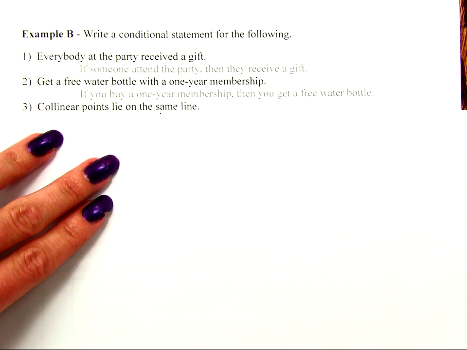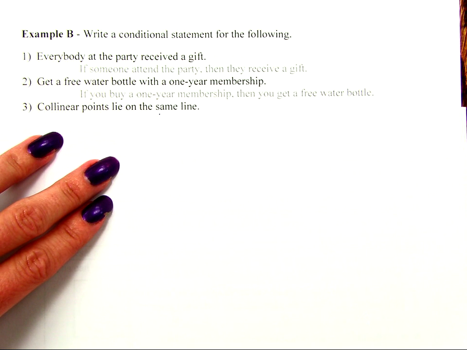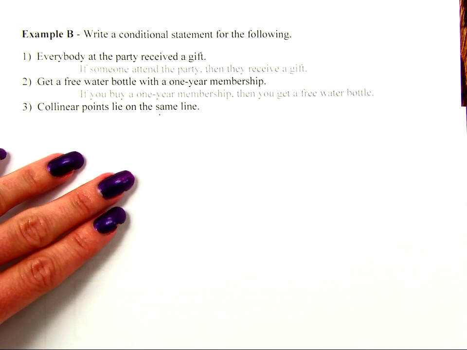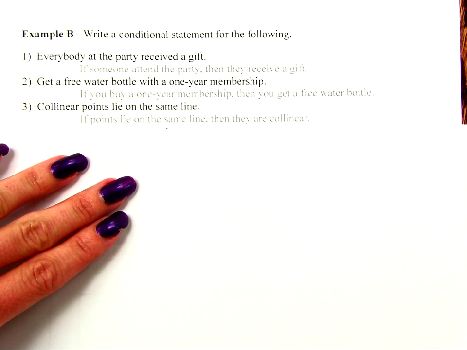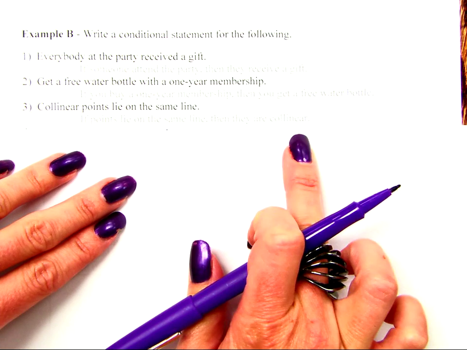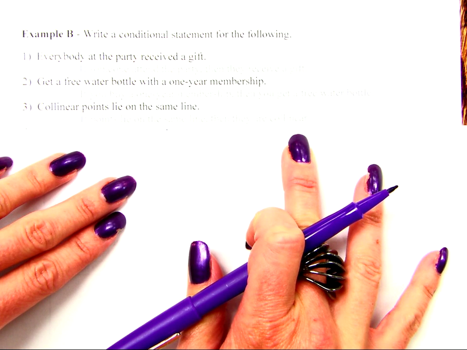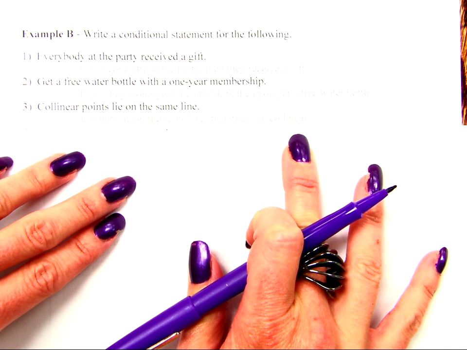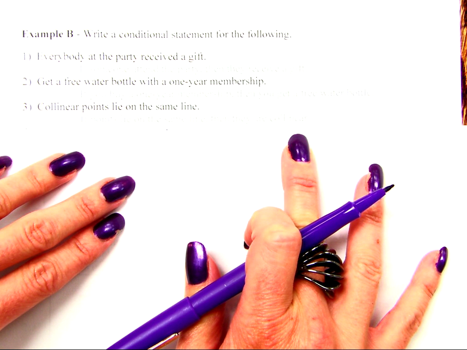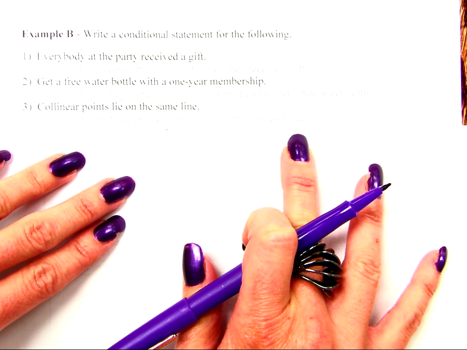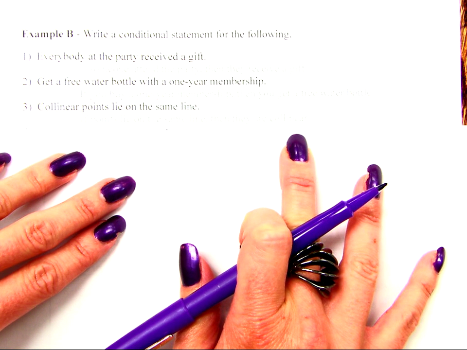Number 3, collinear points lie on the same line. This is an example that the book had, and I just had stated that if points lie on the same line, then they are collinear. But in fact, because this is really a definition statement, this actually would work both ways and still be true, because we could say if they are collinear, then the points lie on the same line.